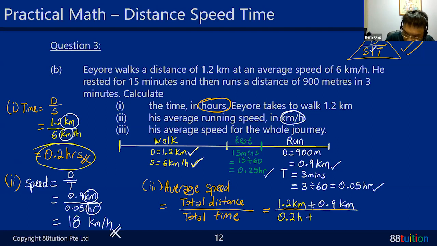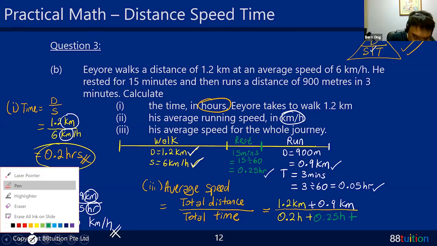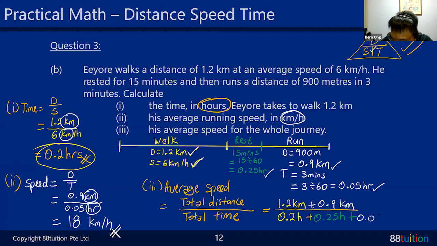Plus the rested time. Rested time is the one in green, 0.25 hours. Plus the running time. He ran for 0.05 hours. Can you see the color coding? It has been very consistent throughout, as best as I can. Then what you do? Press your calculator. Press the fraction key. On top, press 1.2 plus 0.9. Bottom, press 0.2 plus 0.25 plus 0.05. Press equal. And the answer comes out 4.2. Beautiful. Kilometer per hour. And that's your average speed.